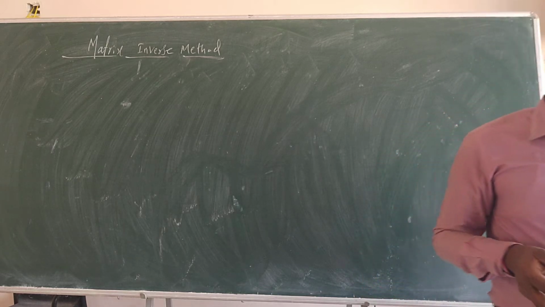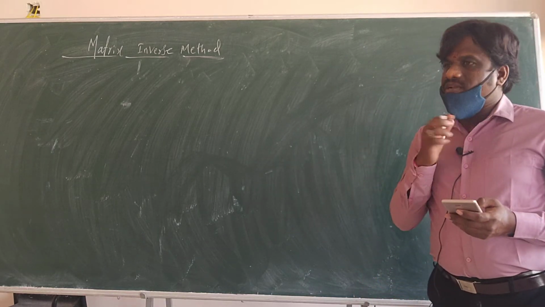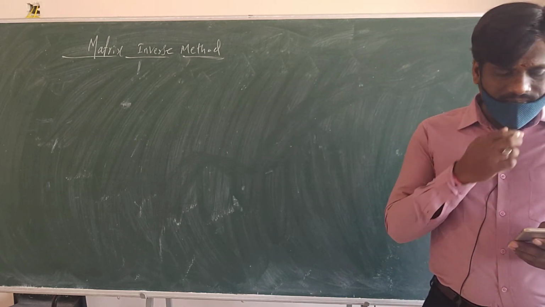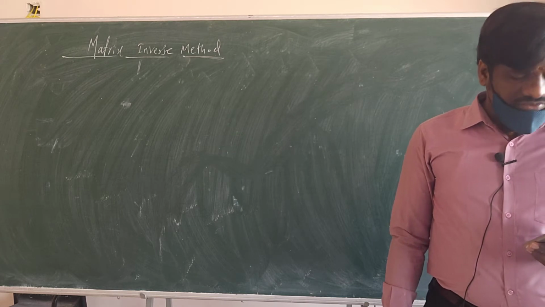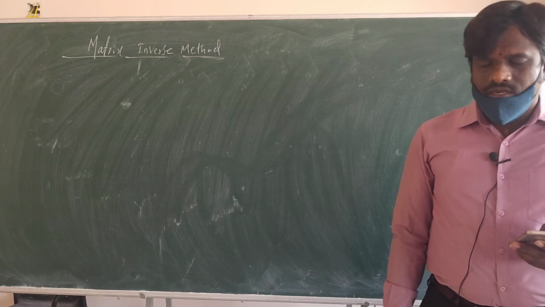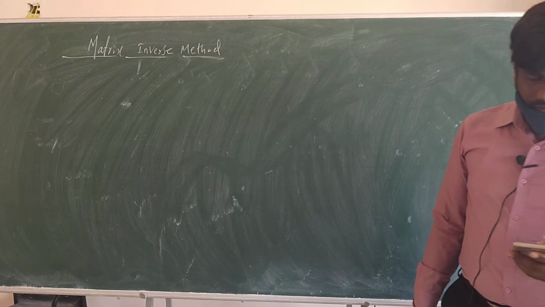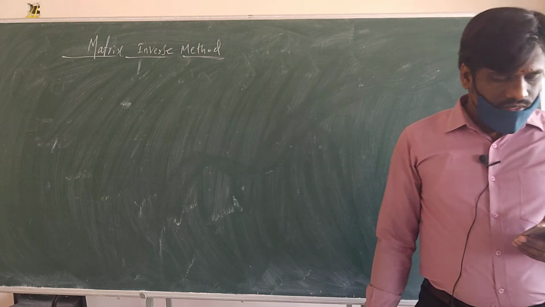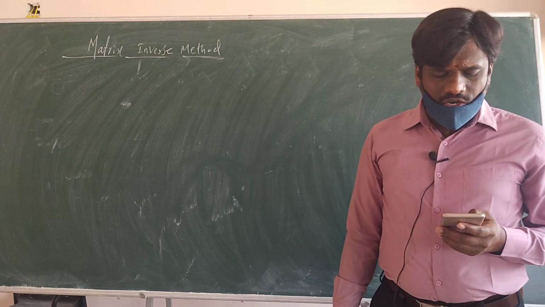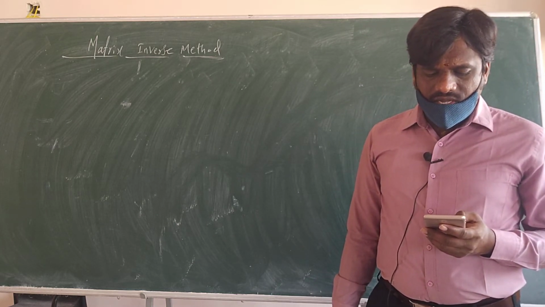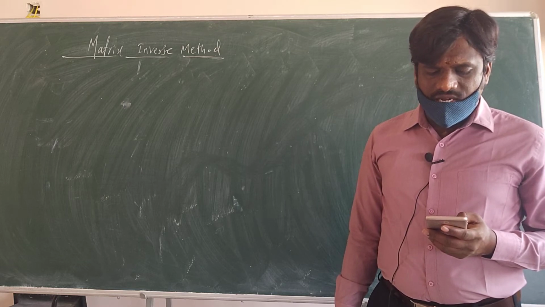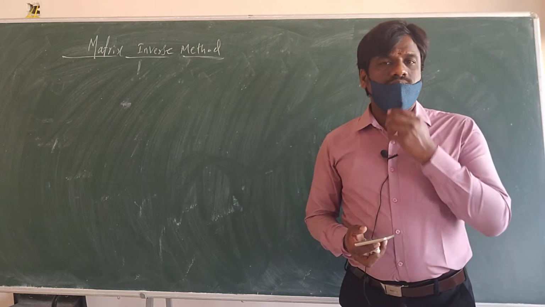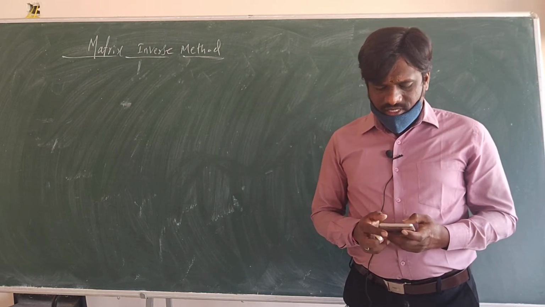We are doing a problem based on the matrix inverse method. I will explain one word problem. Write down. The cost of 4 kg onion, 3 kg wheat and 2 kg rice is rupees 60.